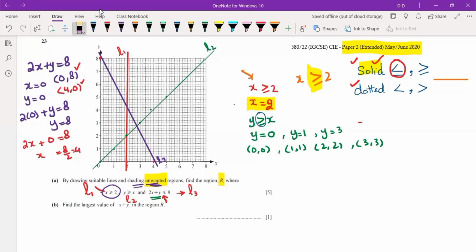Greater than and equals to 2. So it means that x is greater than and equals to 2. That sign is telling you more than line. So how do we basically shade the region?